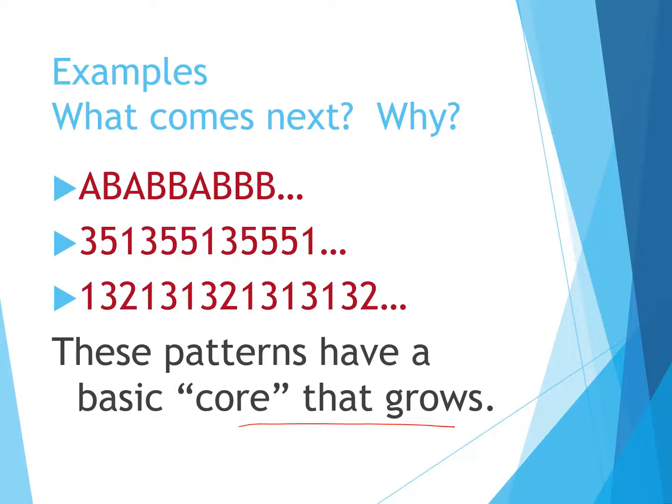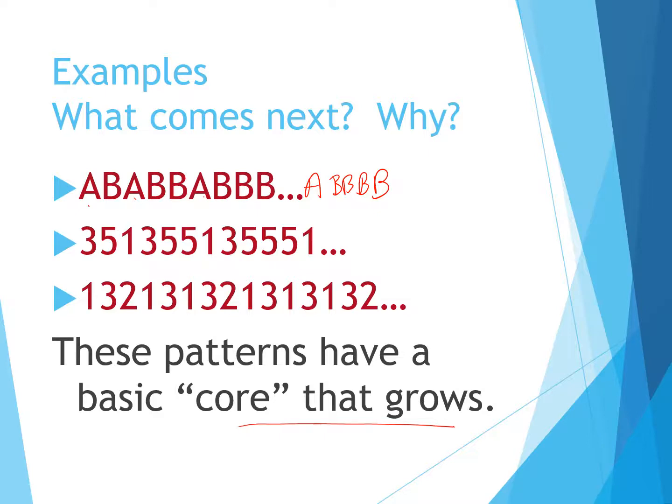So if I look here, I have A's, single A's each time. Then I have 1B, 2B, 3B. So it looks like the core is growing by adding an extra B each time. So I would have A, B, B, B, B would be the next one.